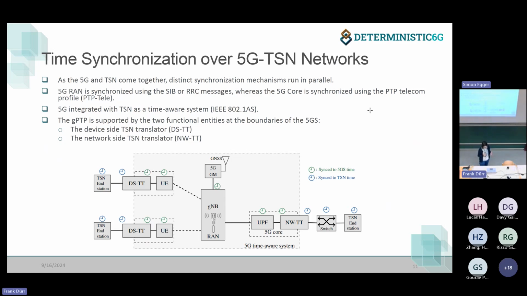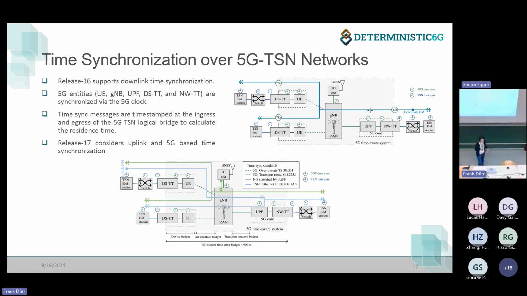And the functional entities at the edge of the 5G system, both the network side, which is the NW-TT, and the device side, which is the DS-TT, are able to generate gPTP messages to support the TSN time synchronization protocol. Now, if we look at the standardization that has been done to support time synchronization in 5G TSN networks, already with Release 16, we saw the support for downlink time synchronization.